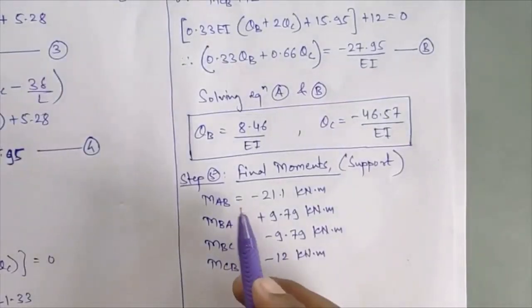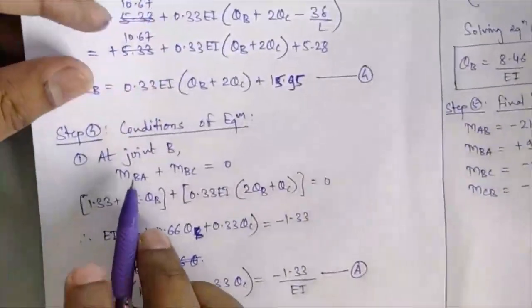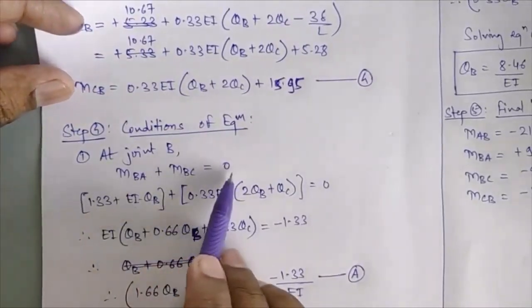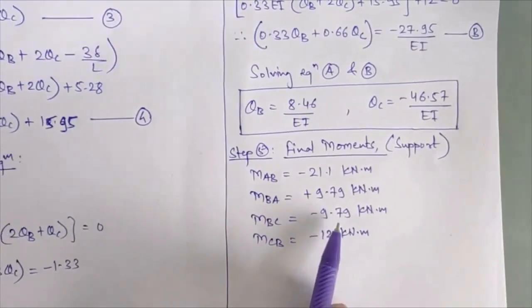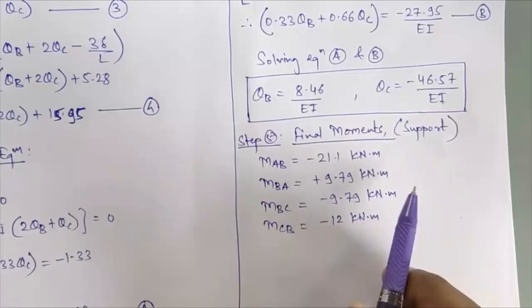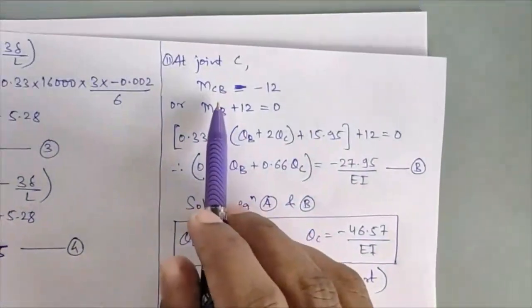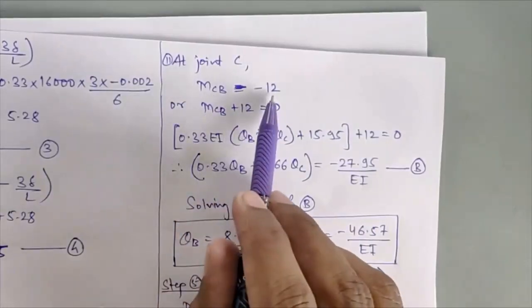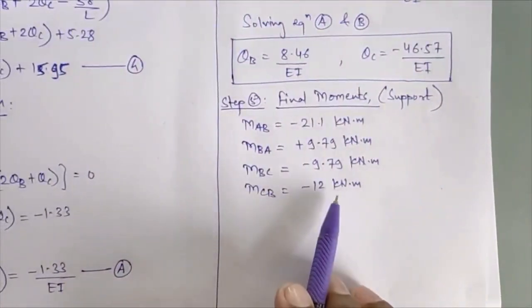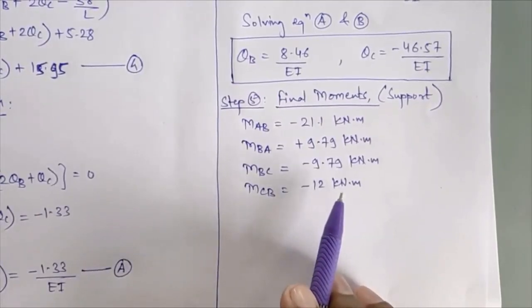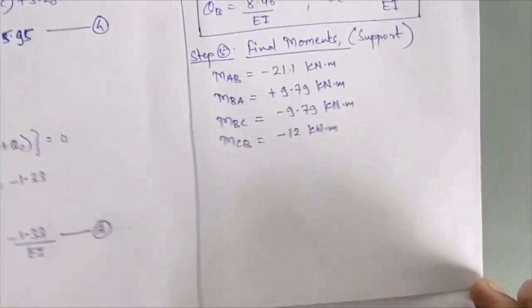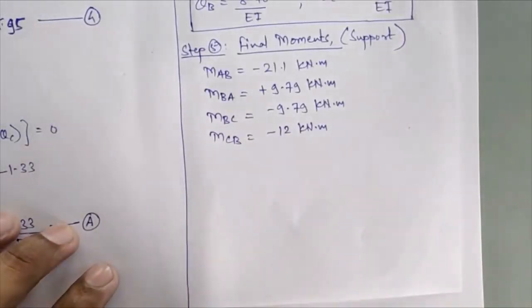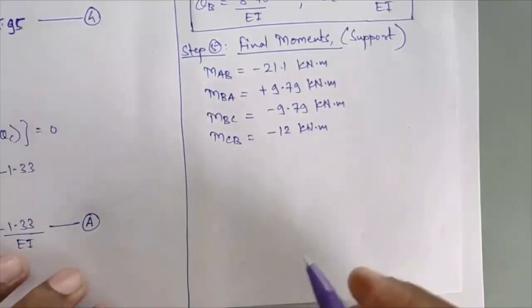Now we'll verify our conditions of equilibrium. Our first condition is at joint B, MBA plus MBC must come equal to 0. MBA is plus 9.79 and MBC is minus 9.79, so the addition of both will come equal to 0. So our first condition is satisfied. In the same way, the second condition we have taken at joint C, that is MCB shall come equal to minus 12, and we are getting the same value, minus 12 kilonewton meter. So both equilibrium conditions are completely satisfied. Now, using these final moments, we'll plot the bending moment diagram by superposition.